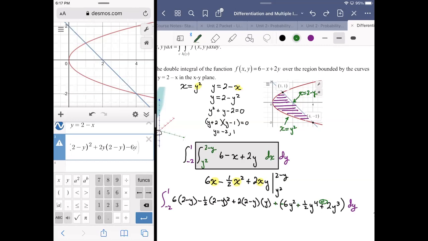All right, so minus 6y squared plus 1/2 y to the 4th minus 2y cubed.